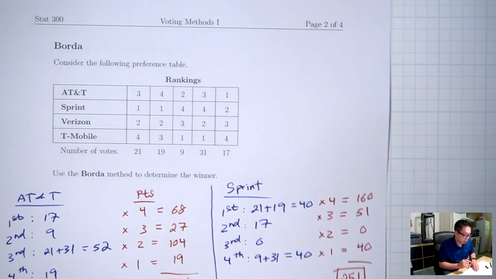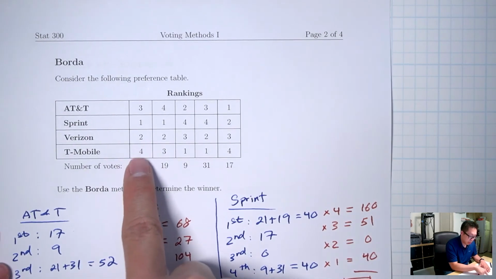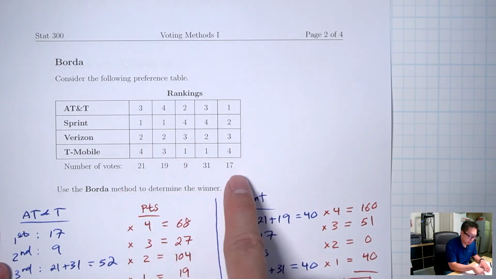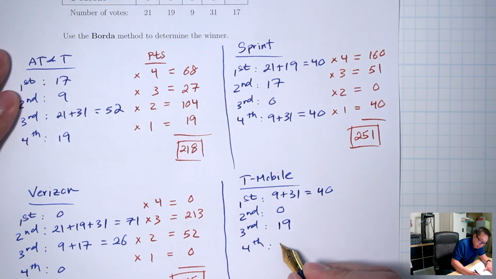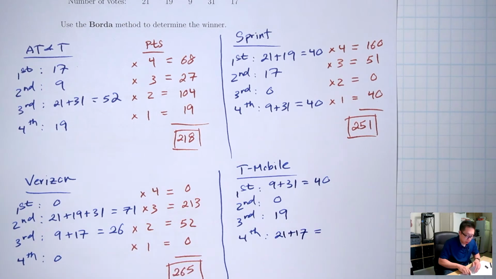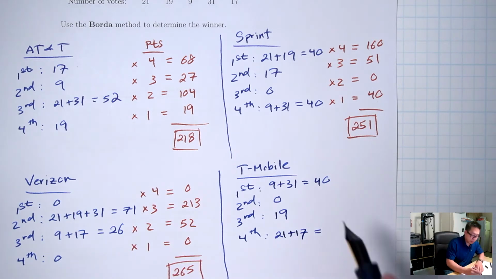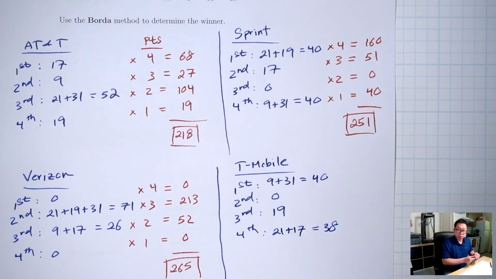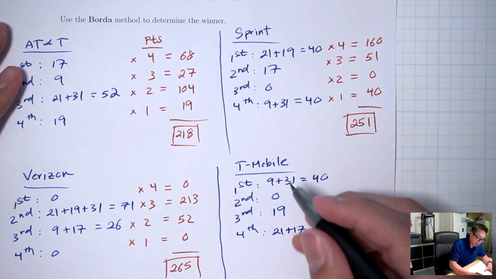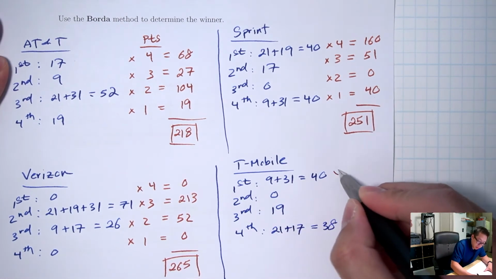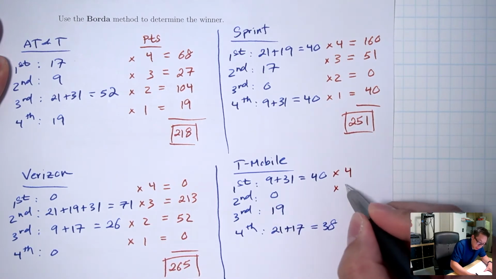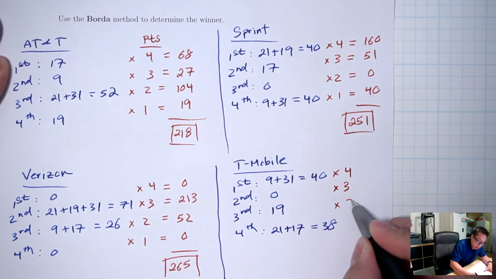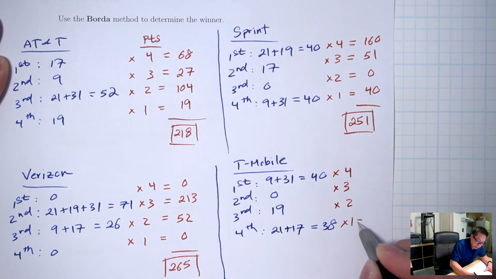And fourth, I see two 4s, one at the front and one at the end, so 21 plus 17 is 38. All right, give the points. For each first place vote, that's 4 points. Second place, 3 points. Third place, 2 points. And last place, 1 point.